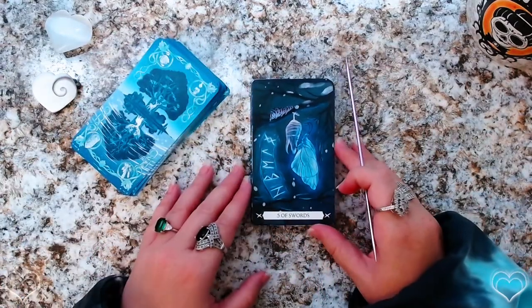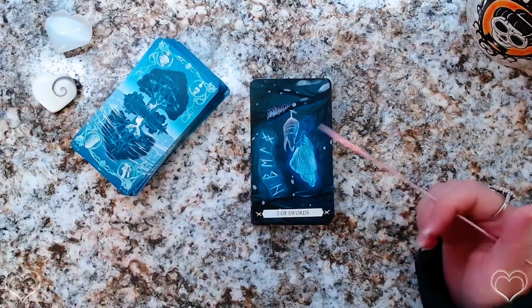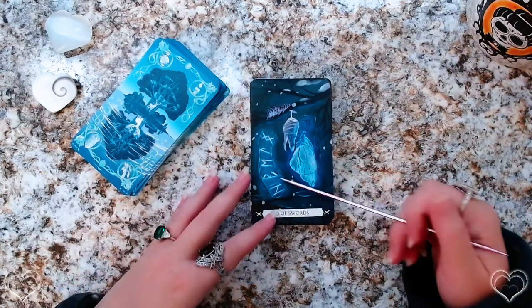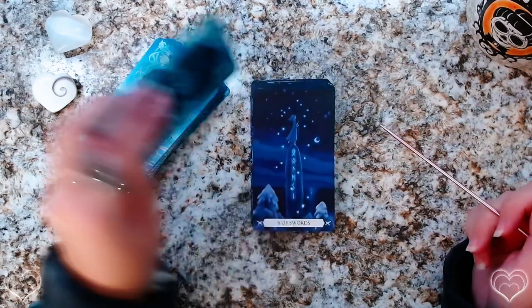Here's a 5 of Swords. Quite simple, still very good. I really like that it looks as though, like I said, it's glowing. I like that, and we can still see the bits of snow everywhere.